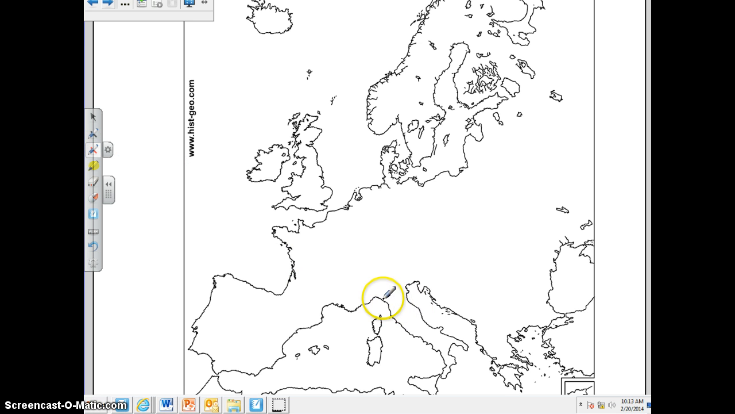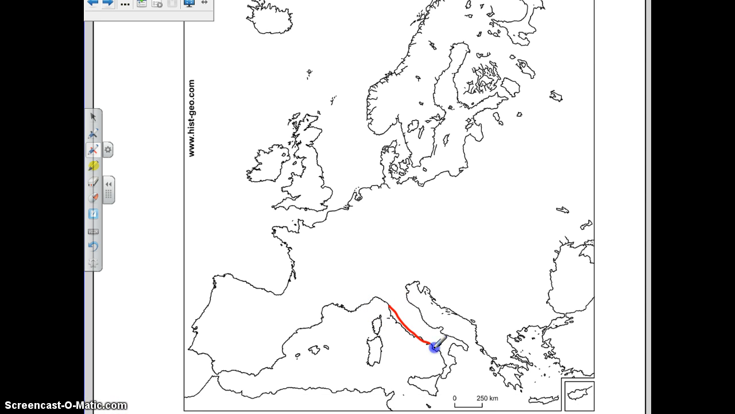Down here, here's Italy. We've studied this. Greece is right here. That was our beginning of the year. We just finished studying Charlemagne and the Franks. That's kind of this area right in here. And now we're going to look up into this area right here.